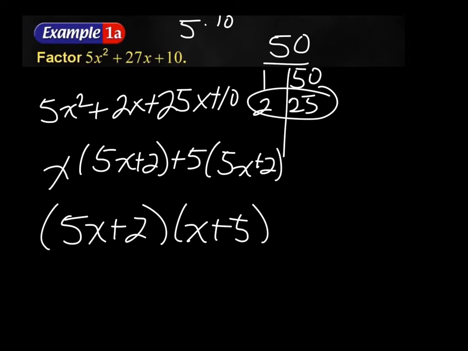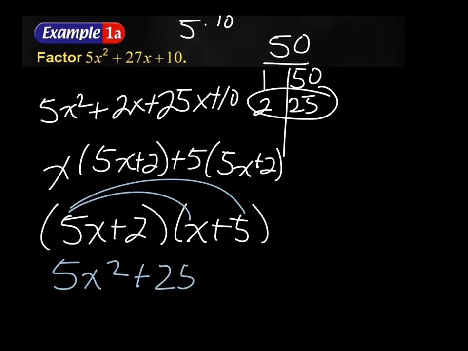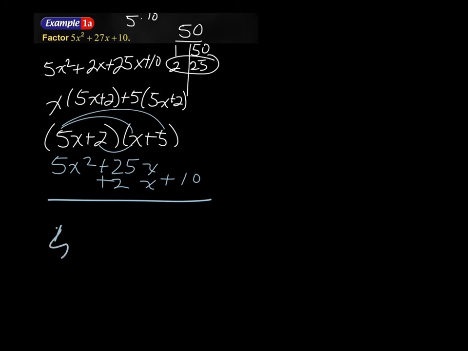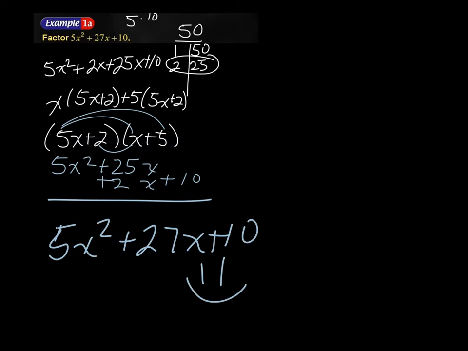Of course, it's always a good idea to check. If we multiply it back out, we get 5x squared plus 25x plus 2x plus 10, which was the 5x squared plus 27x plus 10 that I started with. I like it. So my answer was 5x plus 2 times x plus 5.